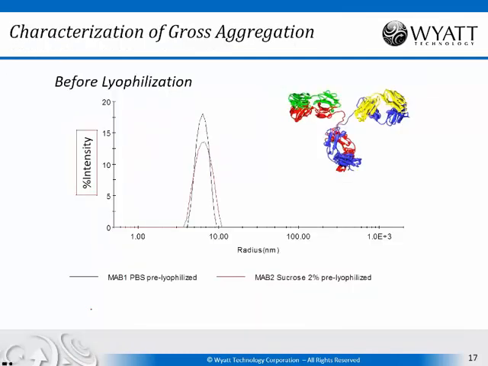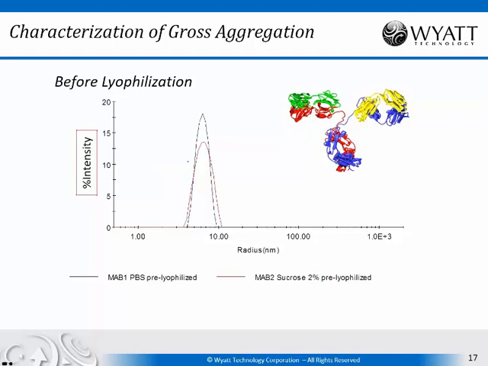aggregation. And in this example, we're looking at a monoclonal antibody, which was formulated under two possible conditions, with or without 2% sucrose. And then looking at it before lyophilization, the material is then lyophilized and reconstituted, and we come back to the dynamic light scattering to see what types of aggregates formed.